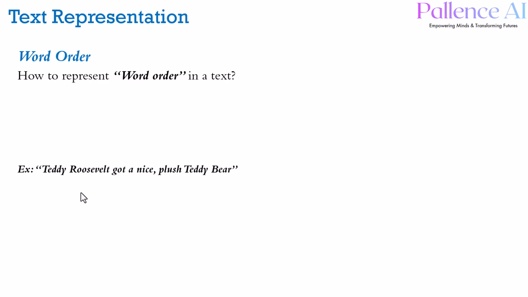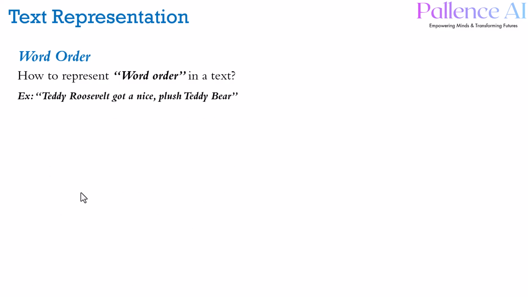So there are three main things to consider. The first one would be the word order. So how do you represent word order in a text? What do we mean by word order? Let's take a look at a simple sentence: Teddy Roosevelt got a nice plush teddy bear. As you can see here, there is an order in which these words are appearing, and depending upon the order, the words have meaning. For example, Teddy in front of Roosevelt means it's part of the name, but the Teddy in front of bear is a teddy bear, it's a toy.